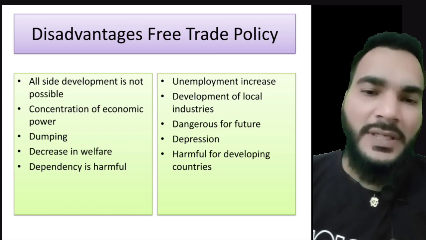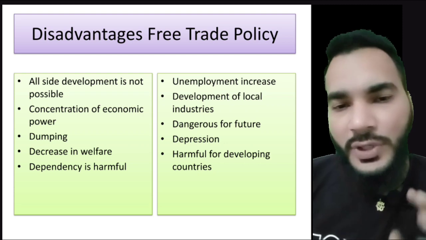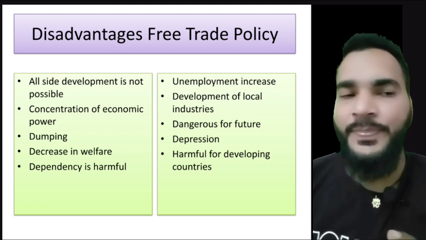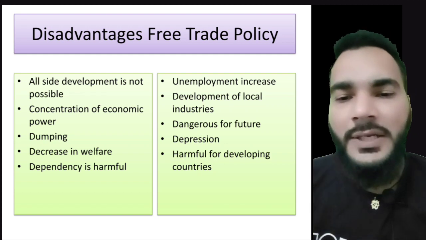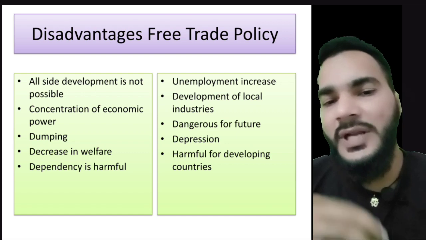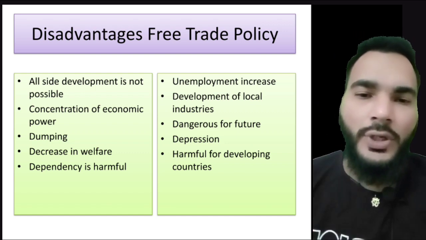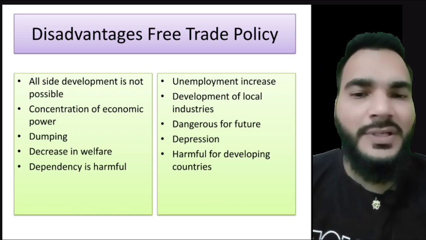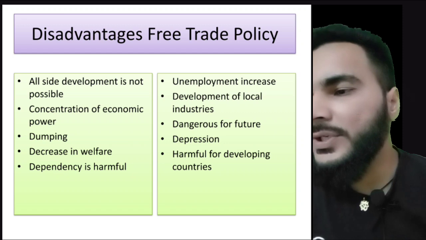As we discussed in the free trade policy, each and every country would try to focus on one particular industry. If we focus only on agriculture, the other sectors would remain backward in our country, so we need to rely on other countries for those sectors. That is actually not a good thing, and this is the major reason we do not follow this free trade policy.